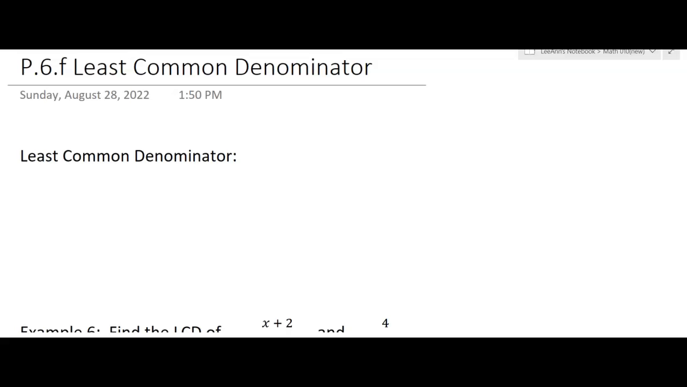Okay, so the problem is we don't always have common denominators. So when we need to get common denominators, we want to find what's called the least common denominator. So let's pretend like we have a fraction like 3 over 10 plus 1 over 12. We can't add those fractions because the denominators aren't the same.